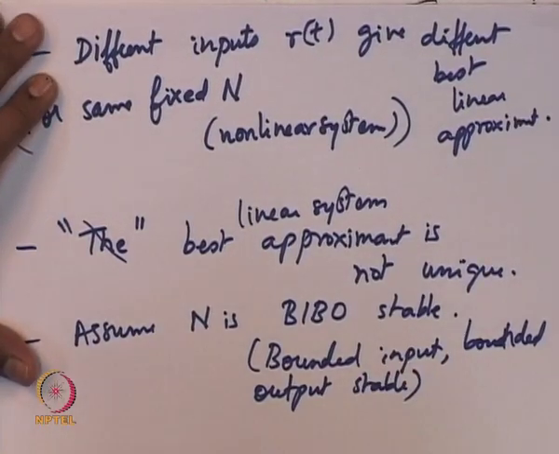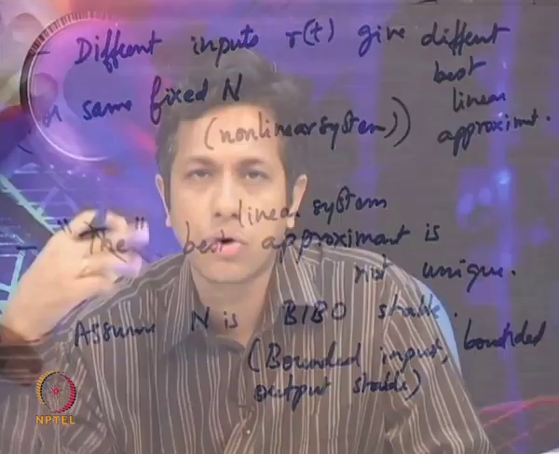has finite power. A sin omega t is not a signal that has finite energy, because if you integrate from 0 to plus infinity the energy is unbounded, but at least it has finite power. So we are dealing with finite power signals now. We are trying to find a linear system approximation with respect to reference inputs that all have finite power. This will all be made more precise in the following lecture. But assume that N is bounded input, bounded output stable.